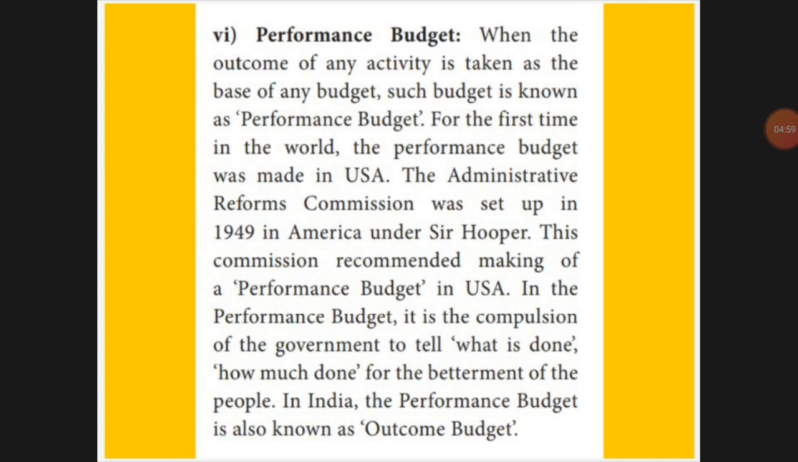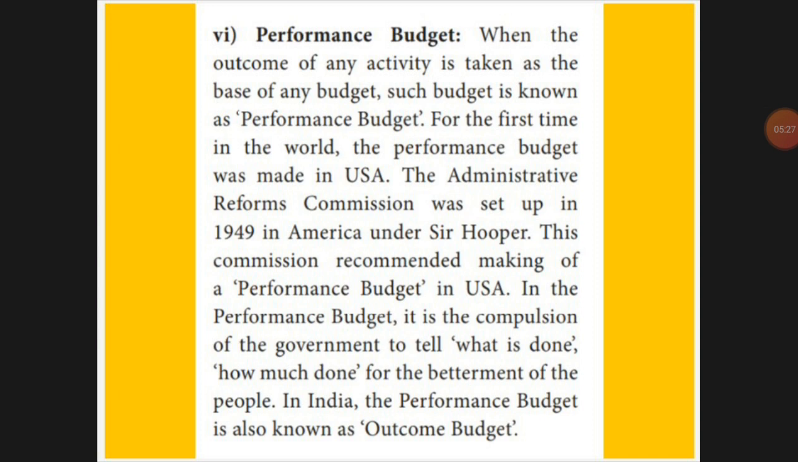Next is the performance budget. If any budget that was implemented has performed very well, that is, it has given a good benefit for the citizens, that budget is called a performance budget. This budget was first prepared in the USA by the Hoover Commission.